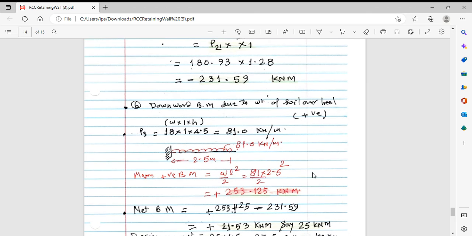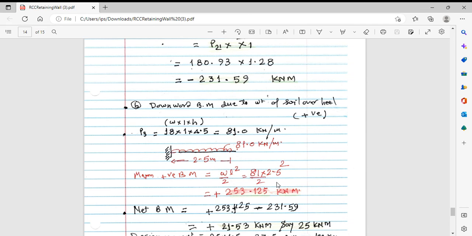Now, downward bending moment due to the weight of the soil over the heel, which is nothing but the density into 1 meter length into 4.5 meter. This is a uniformly distributed load. This is the fixity at the junction of the stem and the base. You know that the width of the heel is 2.5 meter and it comes out to 81 kilonewton per meter. Maximum bending moment is WL square by 2. L will be now here 2.5 and W will be 81. WL square by 2 will be the maximum bending moment, which is acting downward. We consider this as positive.